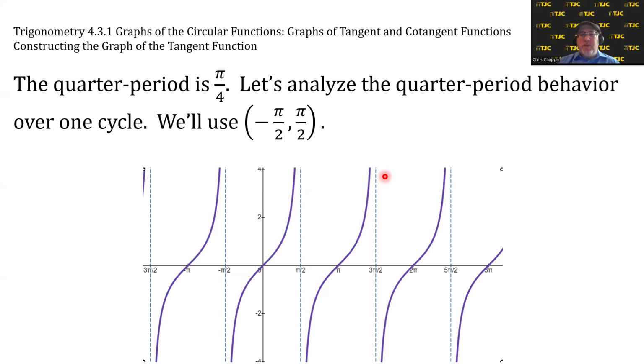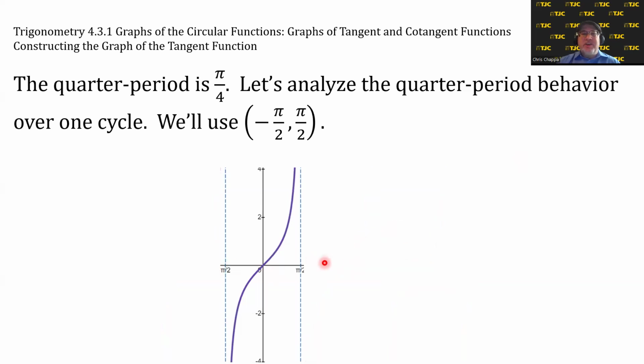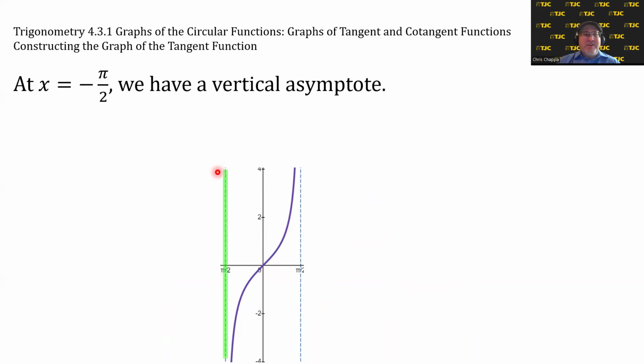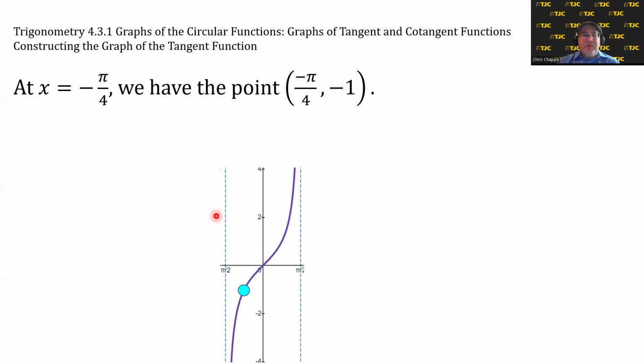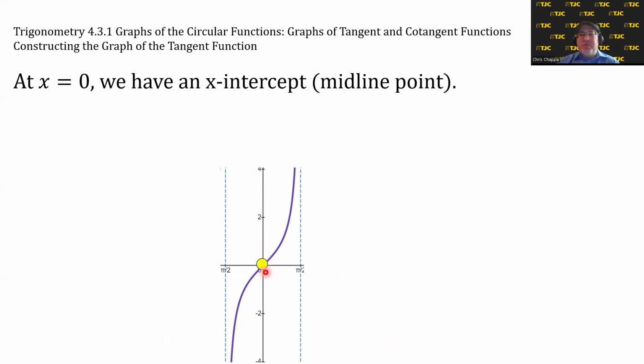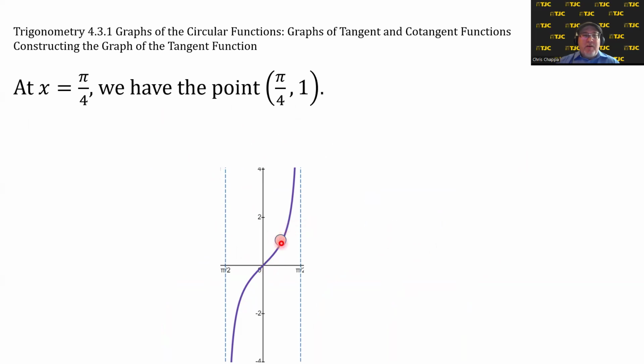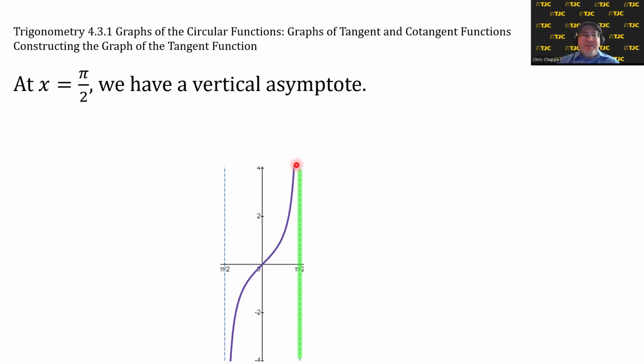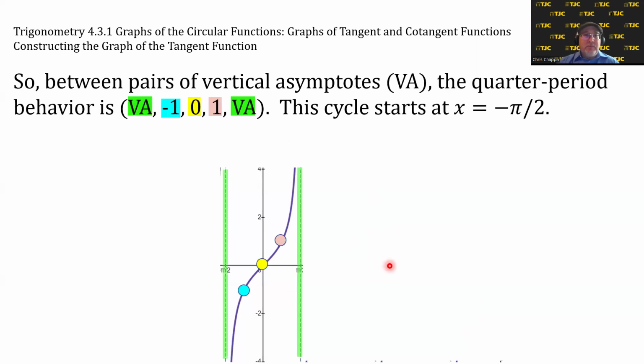The quarter period is pi over 4. Let's analyze the quarter period behavior over one cycle. We'll use the cycle negative pi over 2 to pi over 2 because that's the one that contains x equals 0. At x equals negative pi over 2, we have a vertical asymptote. Remember, the quarter period is pi over 4. At x equals negative pi over 4, we have the point negative pi over 4 comma negative 1. At x equals 0, we have an x-intercept, a midline point, if you will. At x equals pi over 4, we have the point pi over 4 comma 1. And at x equals pi over 2, we have a vertical asymptote. So, between consecutive pairs of vertical asymptotes, the quarter period behavior is vertical asymptote, negative 1, 0, 1, vertical asymptote. This particular cycle starts at x equals negative pi over 2.